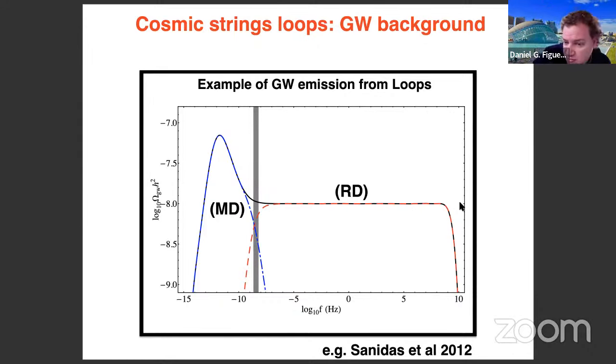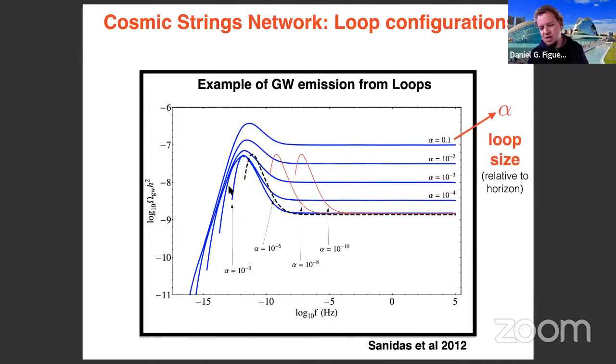And it has a plateau part corresponding to the modes emitted during radiation domination, and it has a peak corresponding to the modes emitted during matter domination or dark energy. It's very similar to the spectrum I showed from scaling, but it's very different in amplitude, and I will show you that in a moment. Depending on the size of the loops, the shape of the spectrum can be shifted.